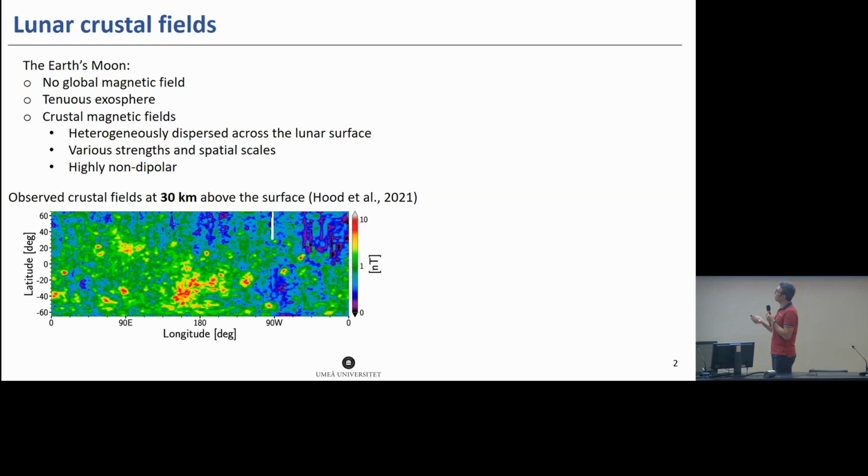Here is the lunar far side, and to the sides are the lunar near side. And what is shown here is the strength of crustal fields at 30 kilometer altitude above the surface. The fields are highly non-dipolar and with various strengths.